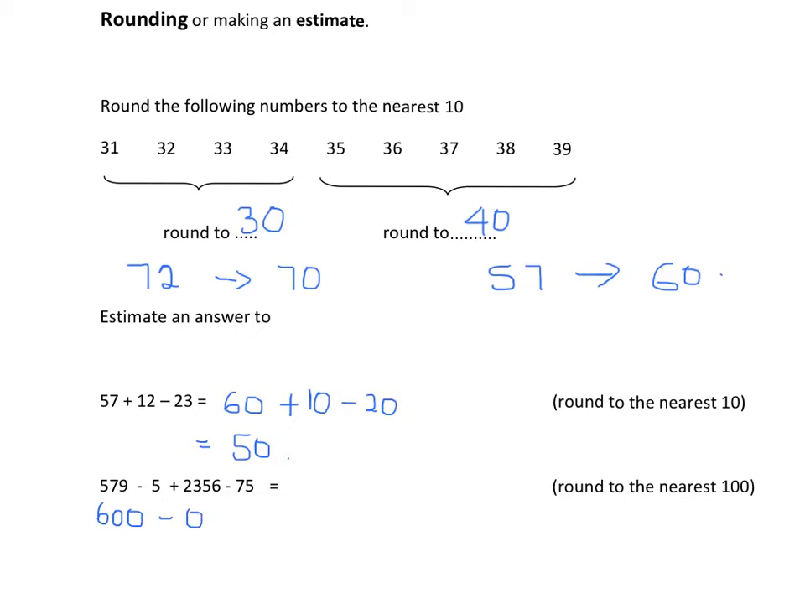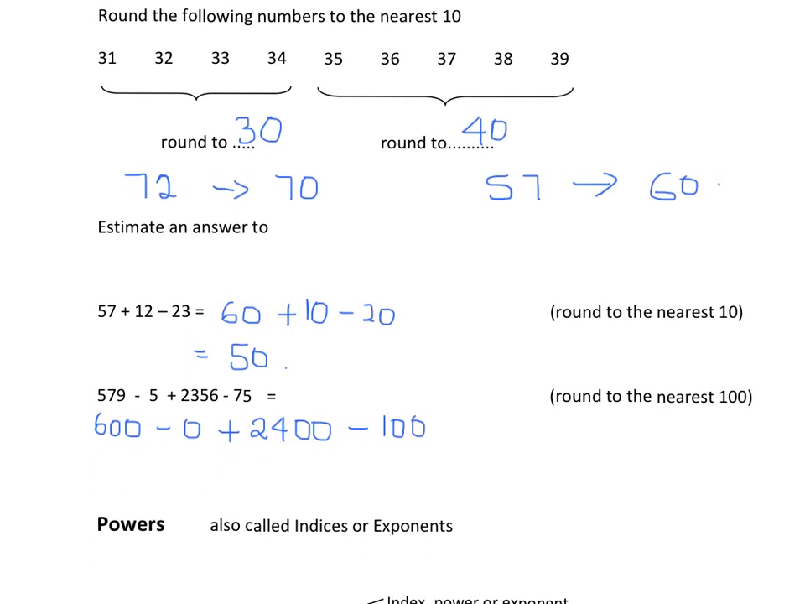Rounding off 2,356 to the nearest 100 becomes 2,400, because we've got 56 there, so it's closer to 2,400 than 2,300. And 75, again, that one will round up to 100. So now you can see with all those zeros, it's actually very easy to perform the operation in your head.